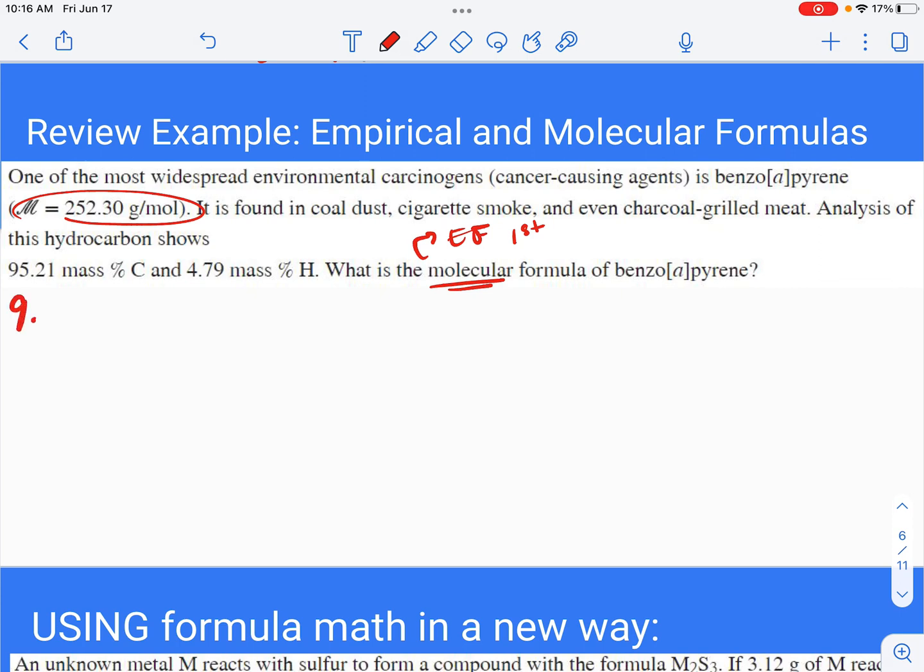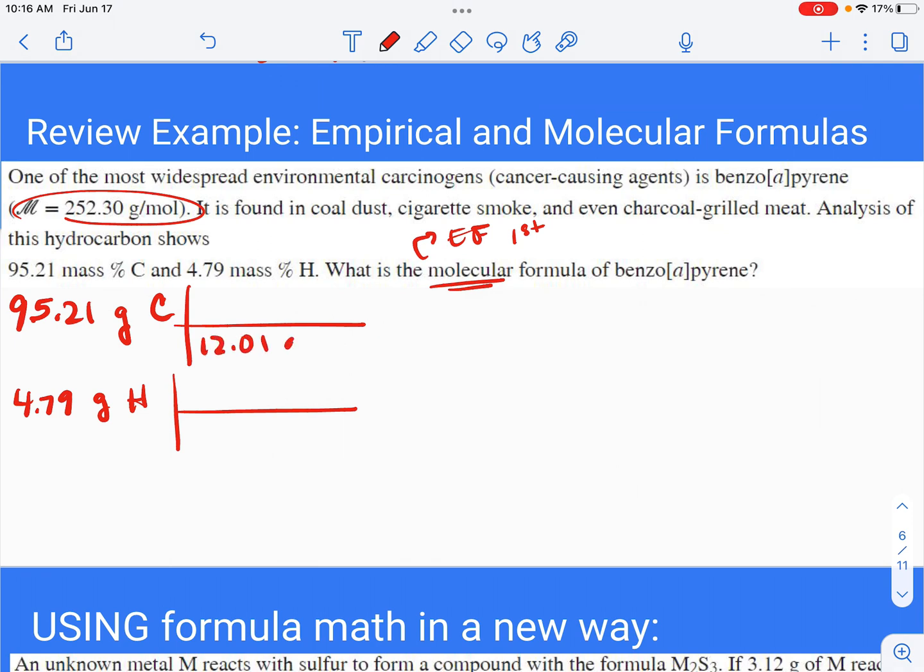We have 95.21%, which I'm going to call grams, carbon, percent by mass, and I'm going to call 4.79% by mass grams of hydrogen. So there's my percent to mass step. I'm going to convert to moles. So this is going to be 12.01 grams of carbon in 1 mole of carbon, and I think I used 1.01 grams of hydrogen in 1 mole of hydrogen. And I found this to be 7.9275.